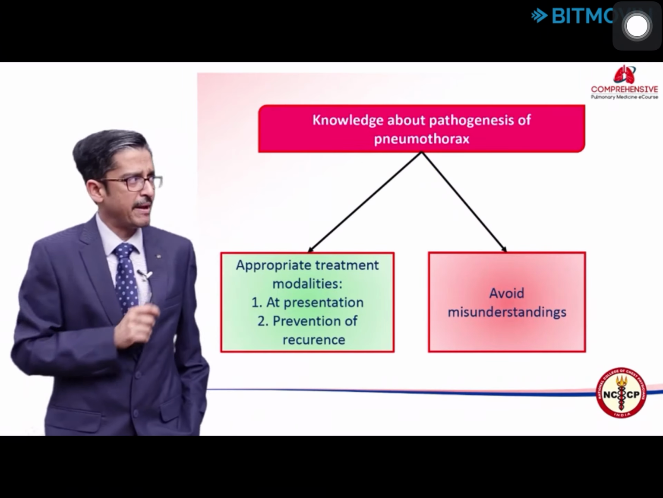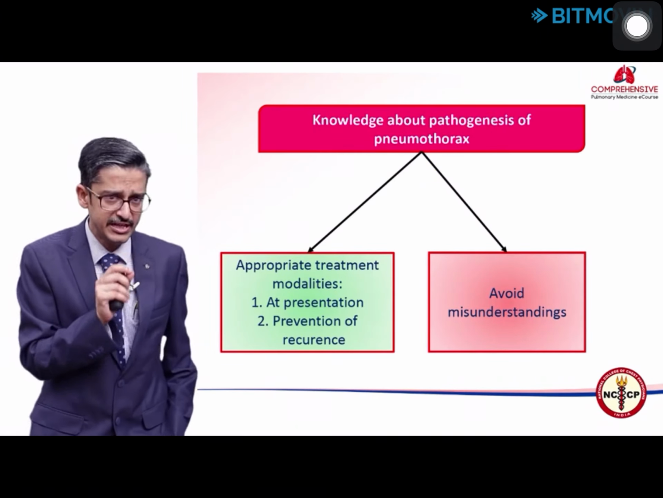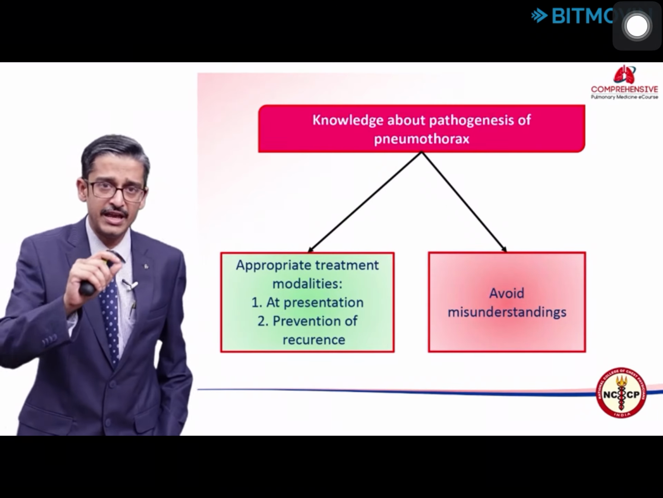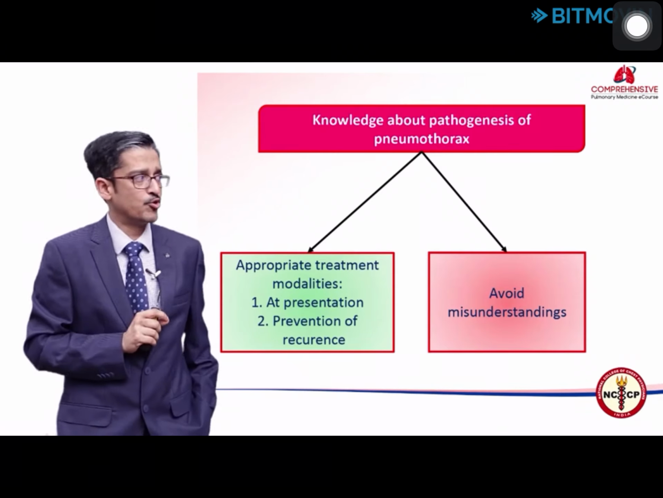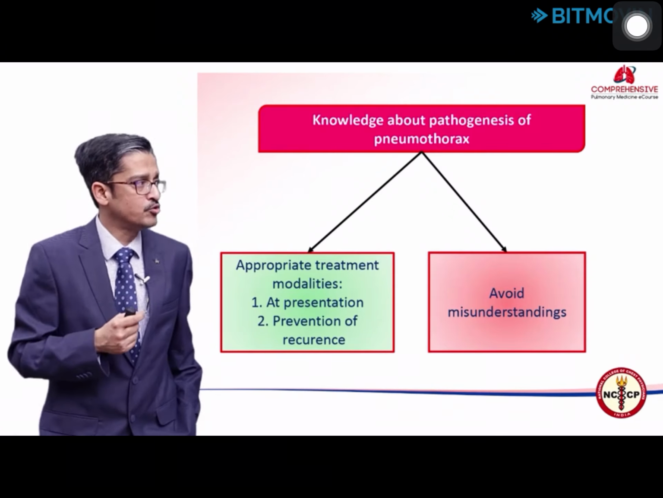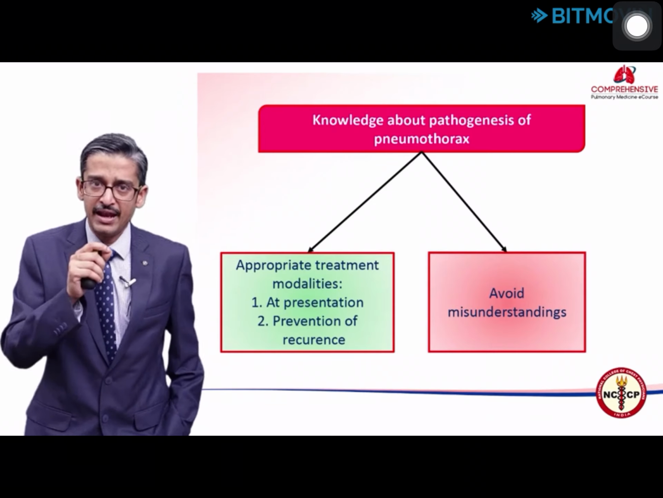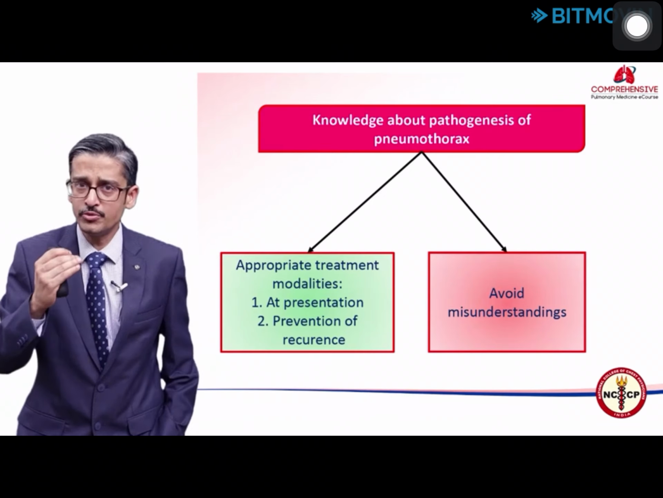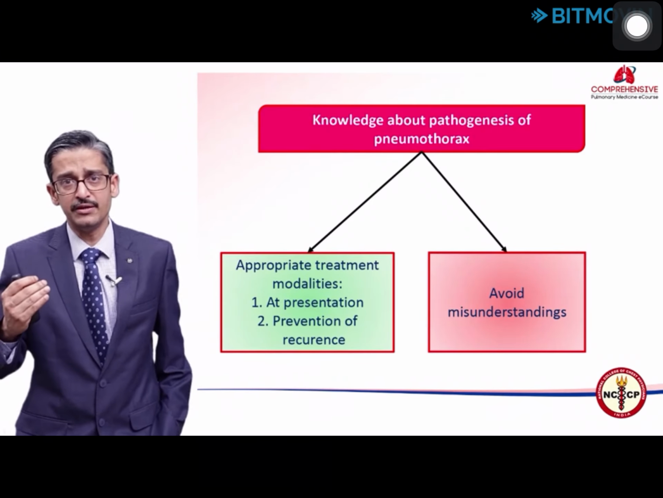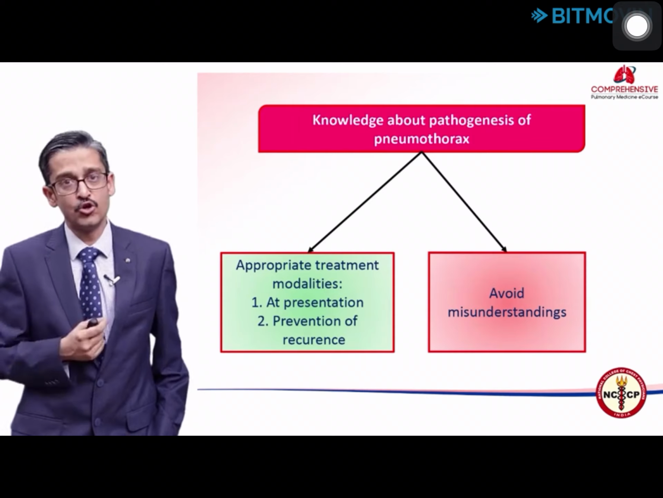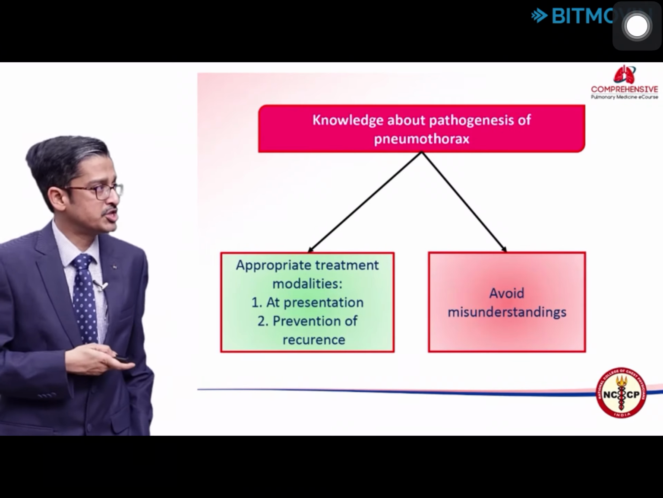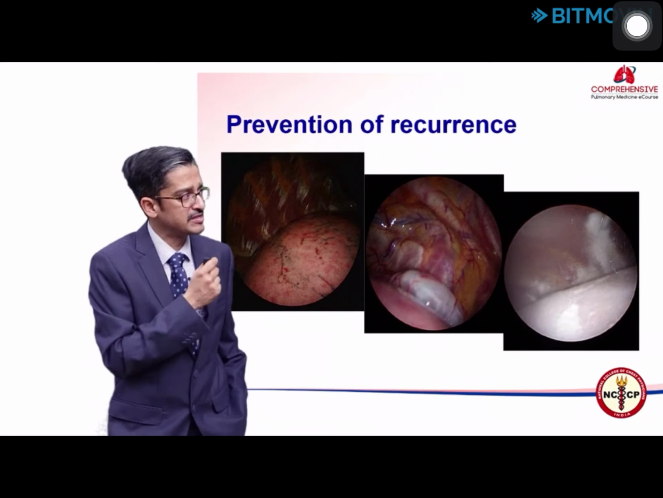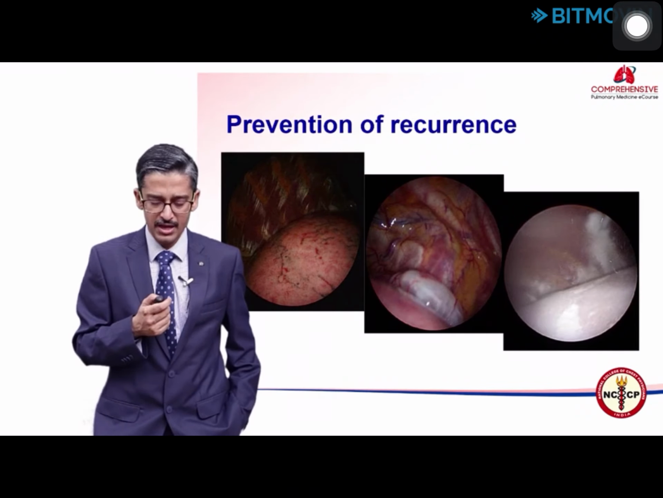So when we talk about the pathogenesis of a pneumothorax and think about treatment modalities, we think about at presentation, like it was in the initial presentation of the 18-year-old boy, and we think about how to prevent recurrences. And I think over the course of my talk now, I'm going to tell you about certain thought processes, things that we used to think which are anecdotal but are really not true, and I will try and abolish these misconceptions.